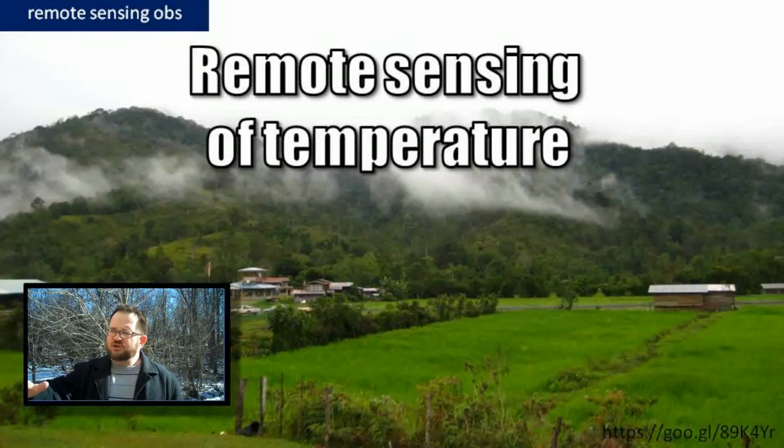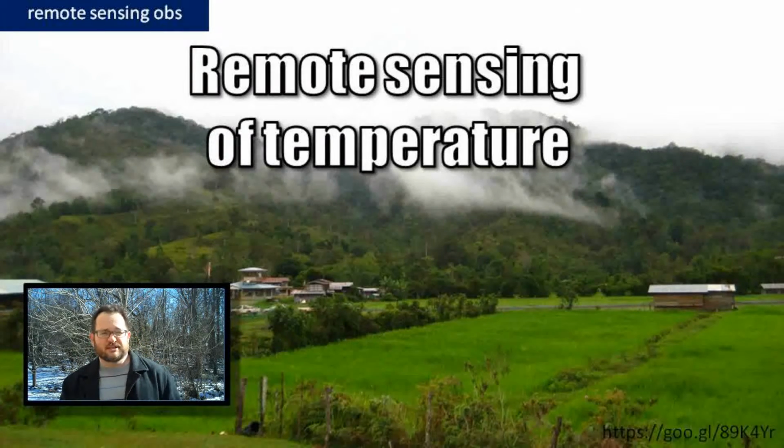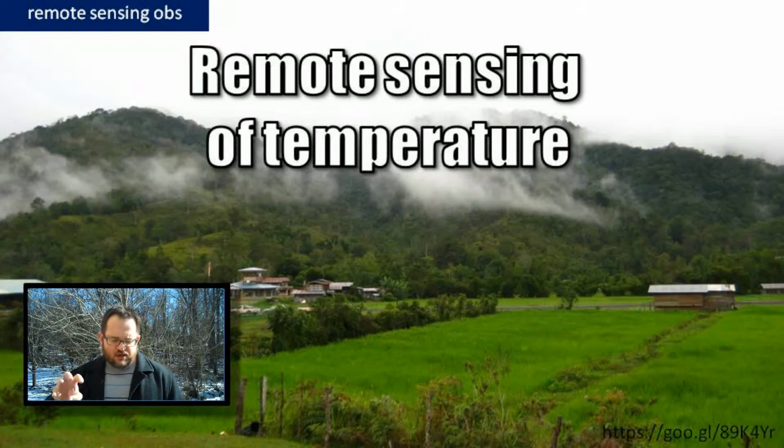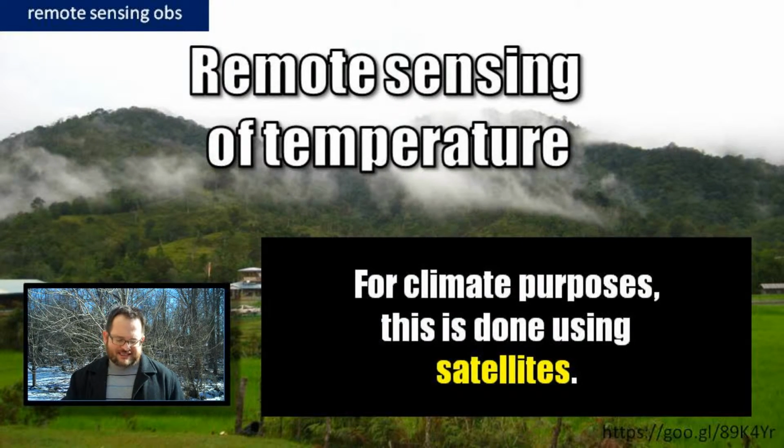Now, most of part 2 was about in-situ temperature observations, where the thermometer that was doing the measurements of the temperature of the air was actually touching the air it was measuring. That's going to be very much in contrast to remote sensing observations, which are going to be taken by some kind of instrument that is not actually touching what it's measuring. This is actually a strategy in lots of different scientific disciplines, and there's lots of ways we use remote sensing in meteorology. In the sense of climate, for climate purposes, this is going to be done by satellites.